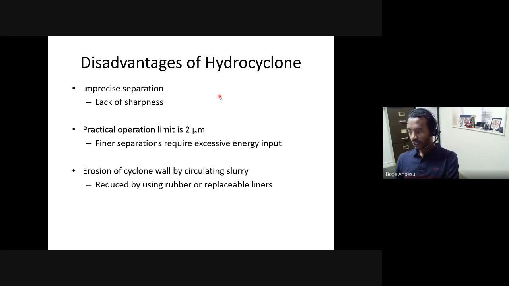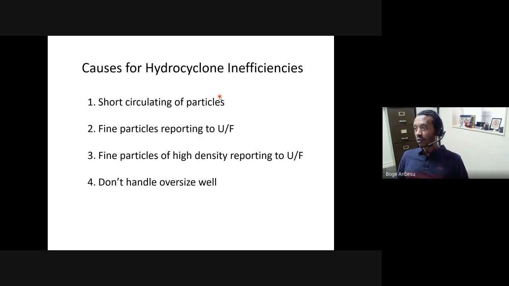And of course, because you're operating at high pressure, internal erosion could be very high. So the inside of the cyclone can be deteriorated, can be eroded very quickly. And for that, people use liners. You can put rubber liners and so on, which you can replace every now and then. That can be used as a way of reducing cost associated with them.